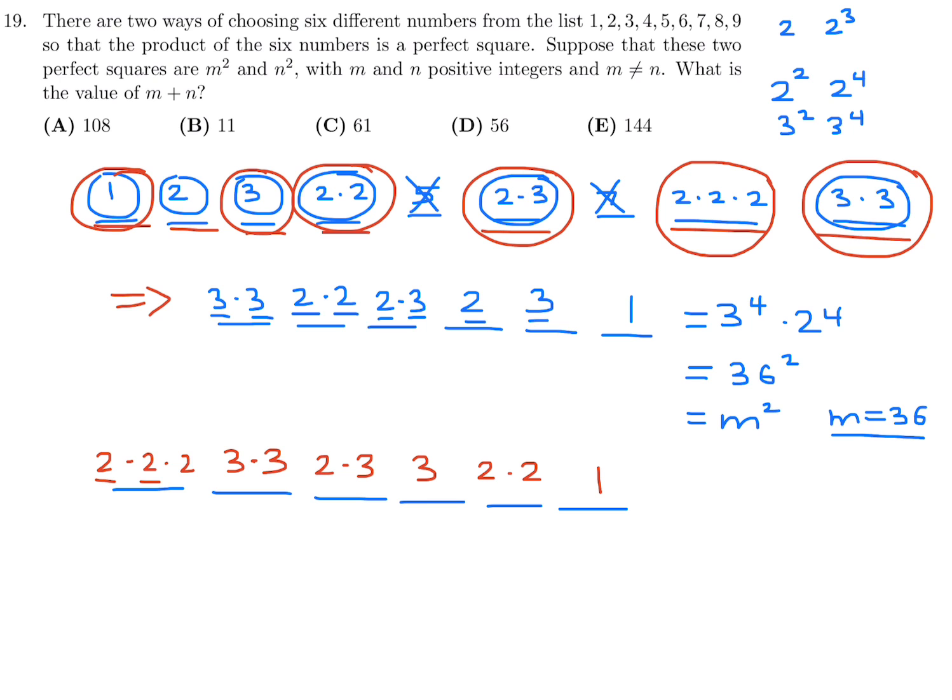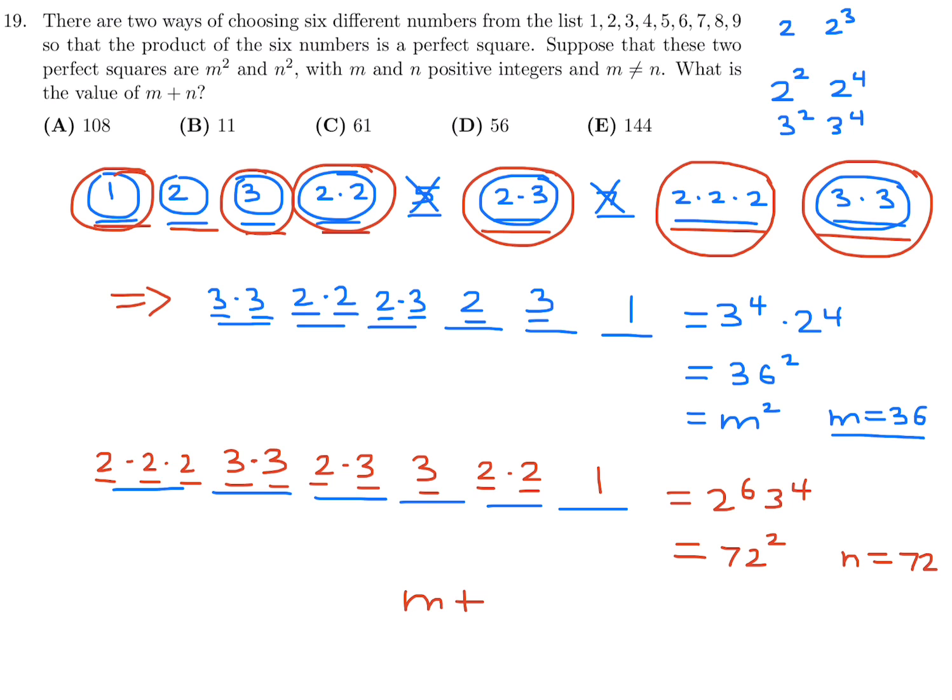Okay, so this is 1, 2, 3, 4, 5, 6. 2 to the power of 6. 1, 2, 3, 4. 3 to the power of 4. Great. This is, if you do the math, 72 squared. So therefore my n is 72.